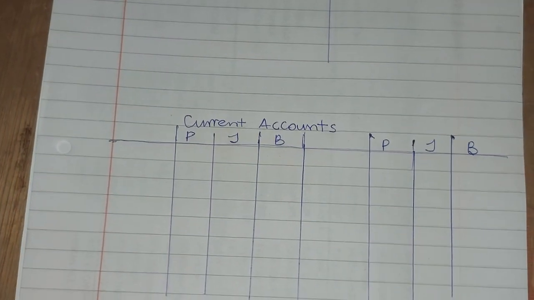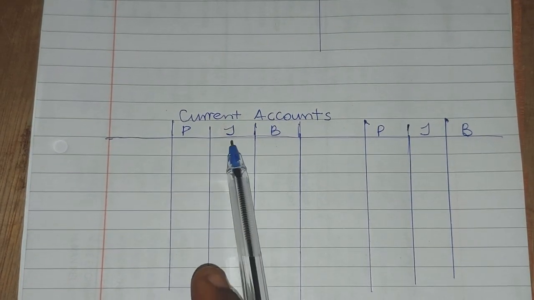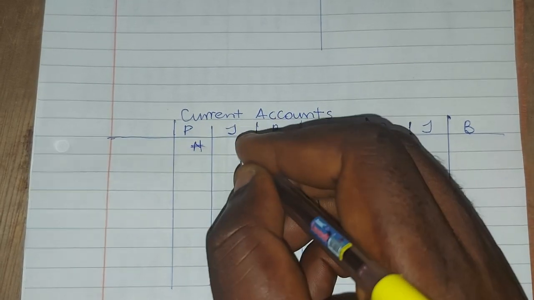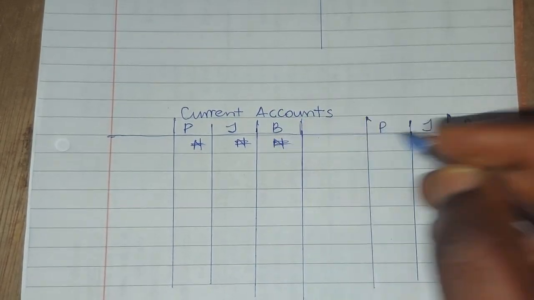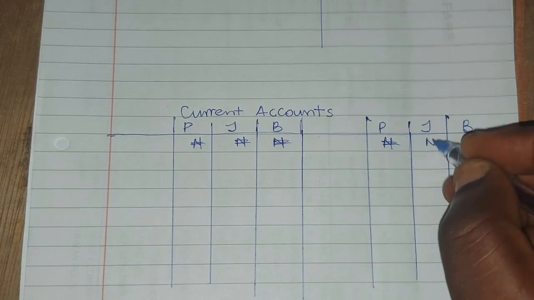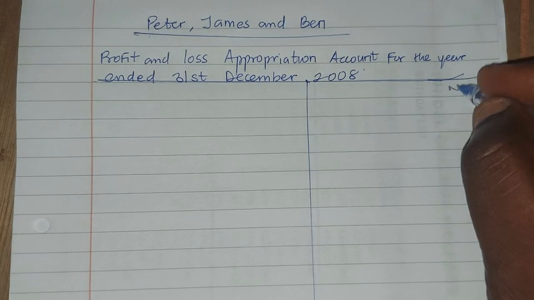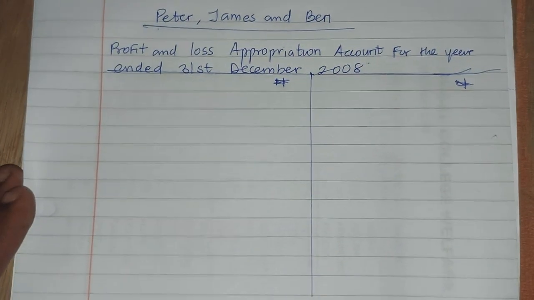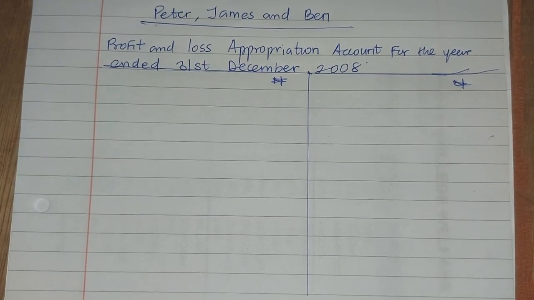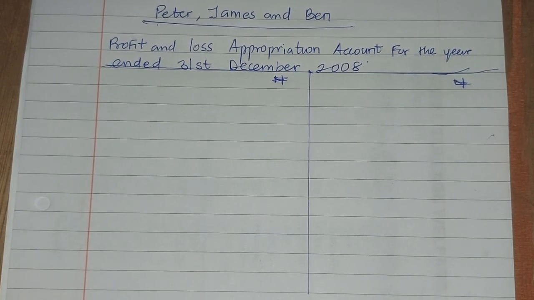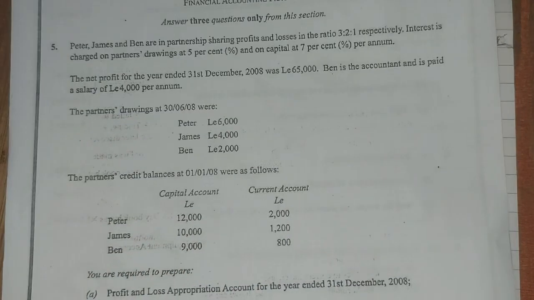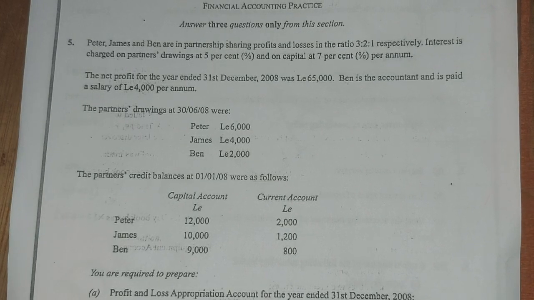Then you have your current accounts, Peter, John, and Ben. So don't forget your Naira column, your Naira sign. Okay. All right, then your Naira sign here too. Your Naira sign here. All right. Now, let's get started. You can pause the video. Okay, you can pause the video and read through this question.